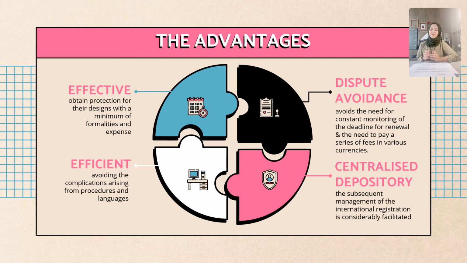which avoids the complications arising from procedures and also languages. It is also a dispute avoidance tool, whereby it avoids the need for constant monitoring of the deadline for renewal and the need to pay a series of fees in various kinds of currencies. And lastly, it serves as a centralized depository, where the subsequent management of the international registration is considerably facilitated through the Hague system.